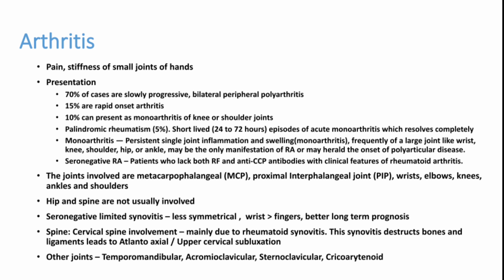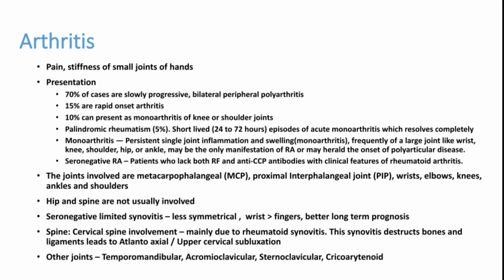Hip and spine are not usually involved. Hip and spine are usually involved in ankylosing spondylitis. So they are not involved in rheumatoid arthritis. Seronegative limited synovitis, less symmetrical, wrist more than fingers, better long-term prognosis. That is seronegative synovitis. Cervical spine involvement can be there in some patients, but not in all.